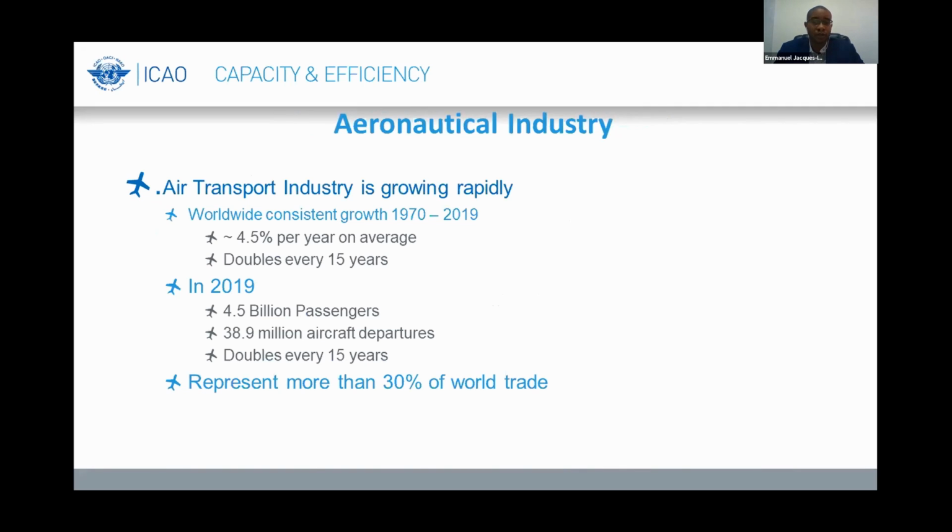As an industry worldwide, you can see that the air transport industry is growing rapidly, at an average rate of 4.5% per year, and every 15 years it doubles. Last year alone, we had 4.5 billion passengers and 38.9 million aircraft departures, and those numbers also double every 15 years. And in terms of value, the air transport industry represents more than 30% of world trade.